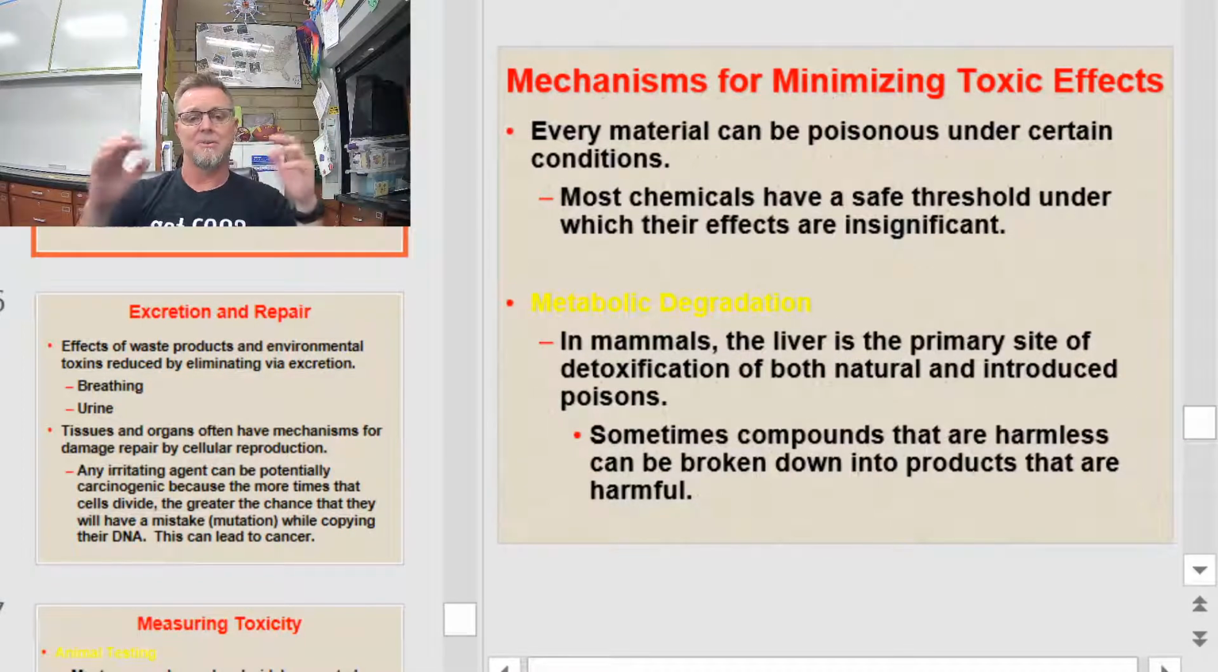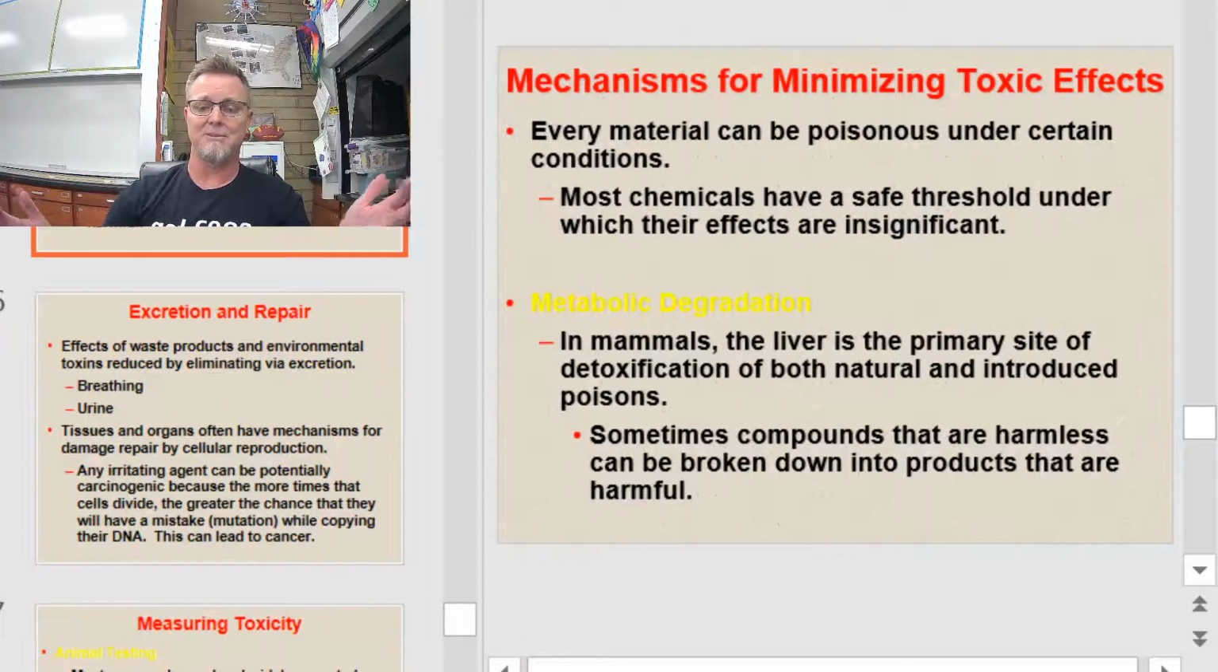All right. So your goal needs to be minimizing toxic effects. How do we protect ourselves and minimize the effects of all these toxins? Well, let's start like this. Every material can be poisonous under certain conditions, but most chemicals actually have a safe threshold under which their effects are insignificant. So as long as you know what that threshold level is and you minimize your exposure to them, you're taking the first step in minimizing toxic effects.